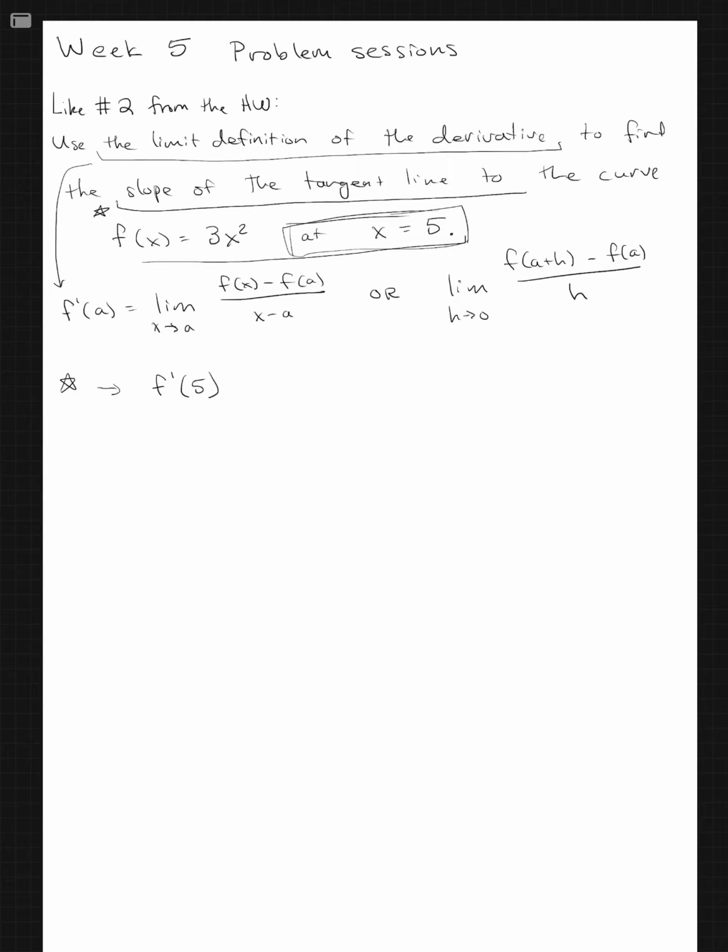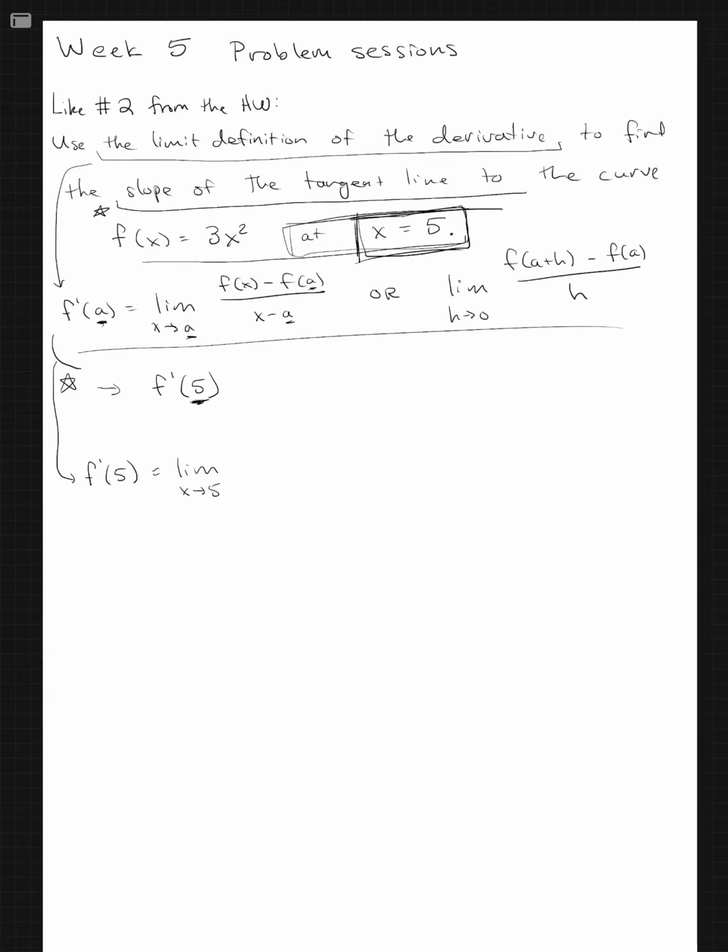So, but we have a value to plug in. We know we want to plug in 5. So we need to use one of these two definitions where a is equal to 5, and that will give us the slope of the tangent line. Which one we choose doesn't really matter. I'm going to choose the first one just for fun. So if we put these two guys together, we get that f prime of 5, which is the slope of the tangent line to f at 5, is equal to the limit as x goes to 5, because that's what we're plugging in here.